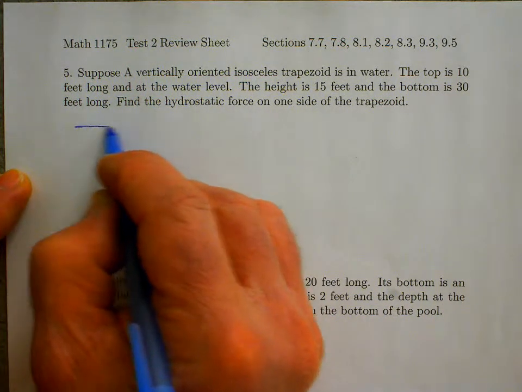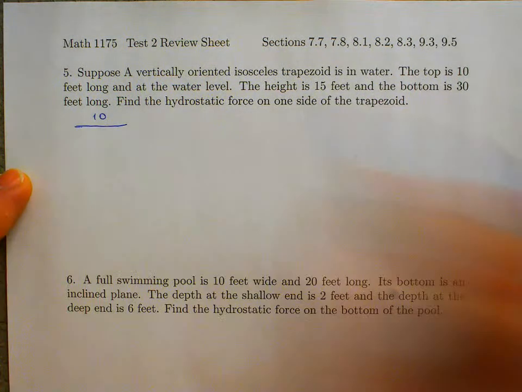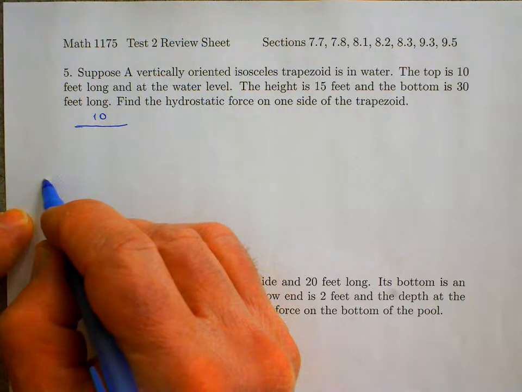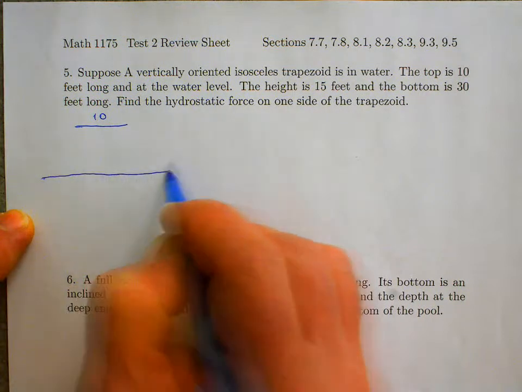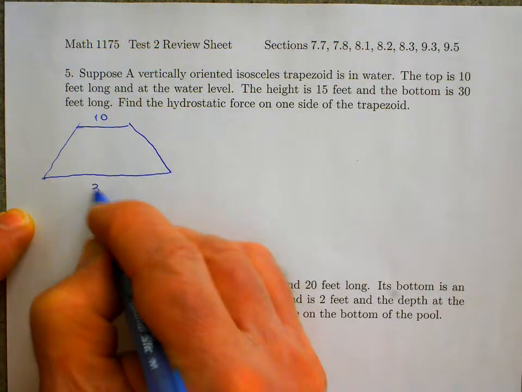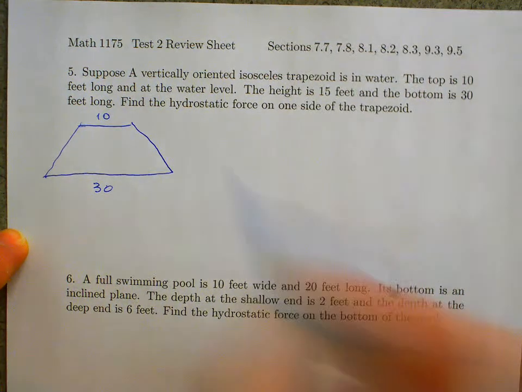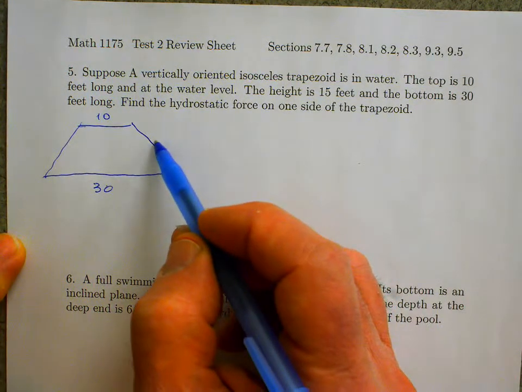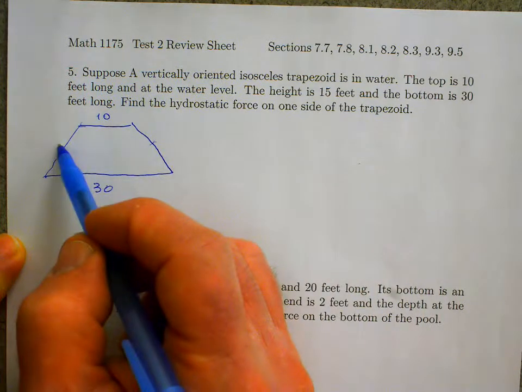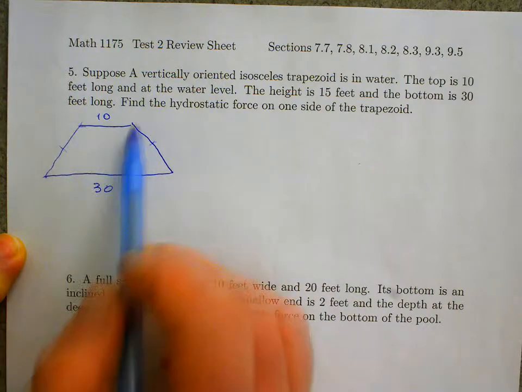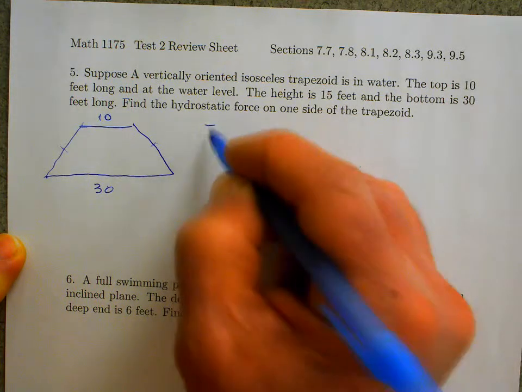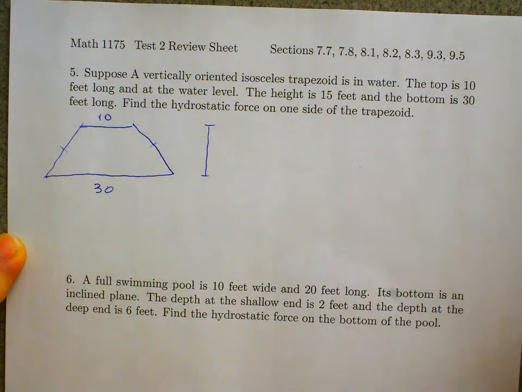Okay, so at the water level, we have the top of the trapezoid, which is 10 feet. And my drawing probably won't be to scale, but the base is 30 feet. So by isosceles, it is meant that this slanted side has the same length as this one, and those two sides are parallel. And the height of the trapezoid is given to be 15 feet.